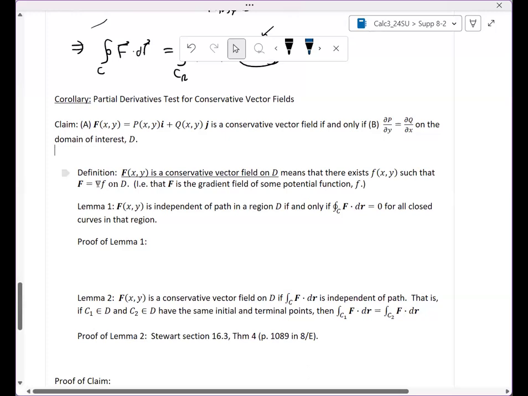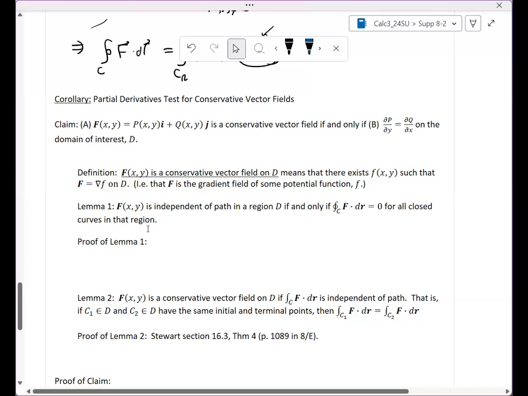Okay, so first, just to remind us of some details. Definition: F is a conservative vector field on D. The definition of that is that there exists little f such that big F equals grad little f on D. In other words, big F being a conservative vector field means that F is the gradient field of some potential function little f.